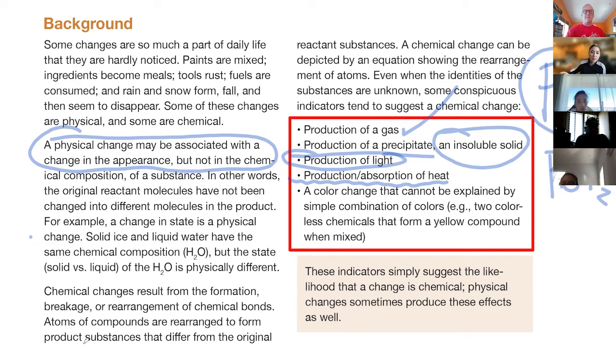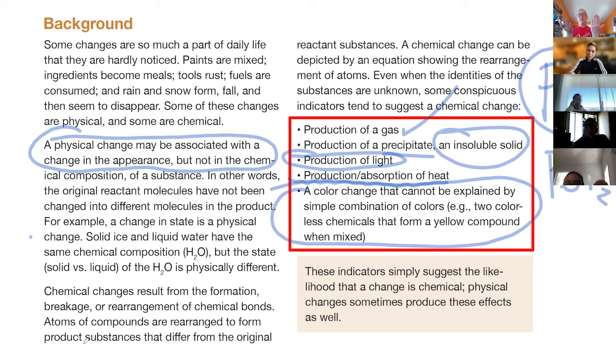Bless you. And as I mentioned, color changes. Now, not all color changes are the same, and that is one of the experiments you're going to do today. Like for instance, if you took blue food dye and yellow food dye and mixed them together, what would you get?